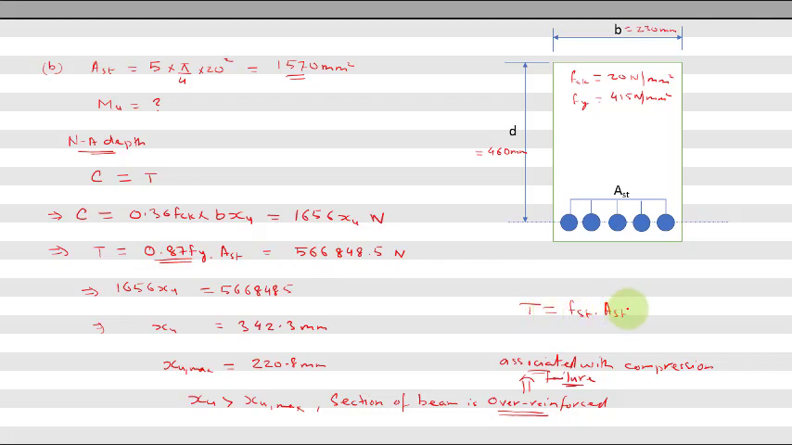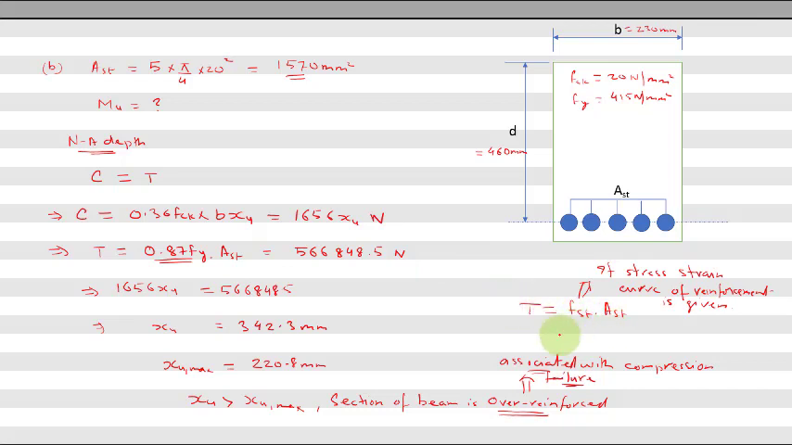Now how can you compute fst? fst can be computed if the stress strain curve of reinforcement is given, okay. We can compute tension if the stress strain curve of reinforcement is given. What we will do, we can compute the strain, and corresponding to that strain I can compute my fst, equate C and T, and we can get the value of xu.